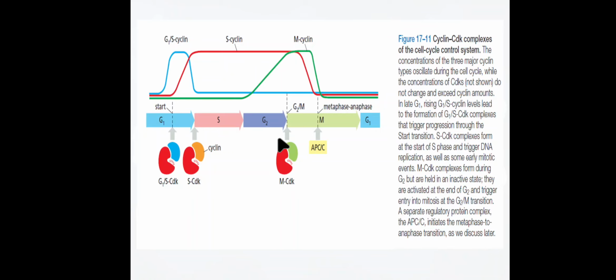Then M CDK is present in the G2 phase itself, but it is held inactive. It is activated during the G2/M transition phase, and there is a separate APC/C, as I said, which initiates the metaphase and anaphase transition during M phase. So these are the cyclin CDK complexes.